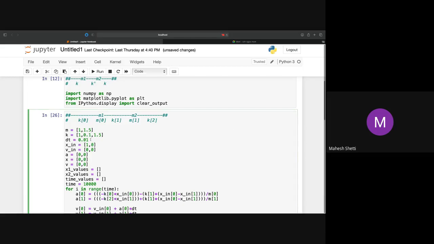Professor Modi, you want to suggest something? What if we have a higher coupling spring constant? No, this is fine, Mahesh.